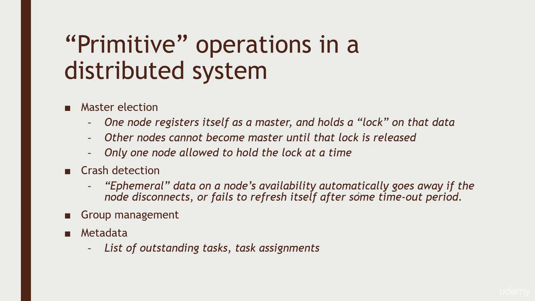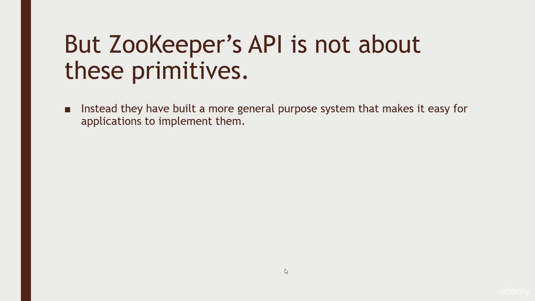We can also keep track of group management, keeping track of what workers are available in your pool. And we can also keep metadata associated with your entire cluster that needs to be consistent, such as a list of outstanding tasks and task assignments, so that if one of your workers goes down or your master goes down, the new nodes that come in to take its place know where to pick up from. Okay, that way you can make sure that you don't miss any information throughout that failure.